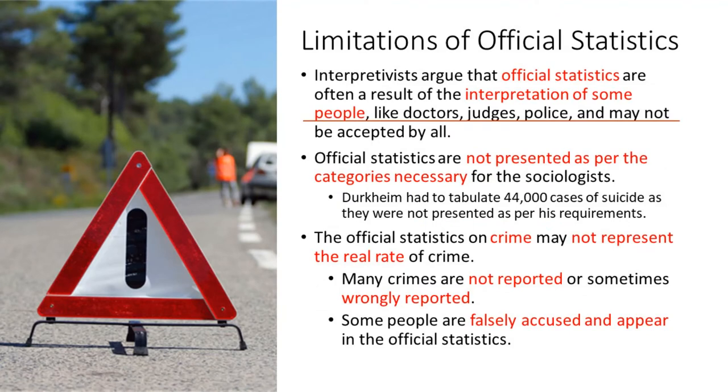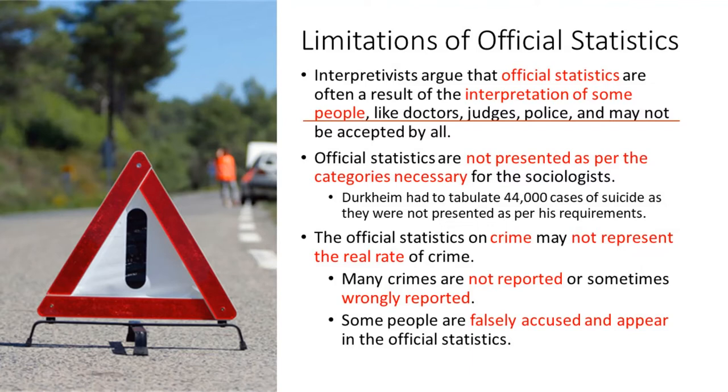Let us now look at some of the limitations of official statistics. Official statistics are often criticized by interpretivists. You remember that interpretivists are those who prefer more qualitative data, and therefore it is obvious that they might not agree with the way in which official statistics are gathered or used. For instance, interpretive sociologists argue that official statistics are often a result of the interpretation of some people, like doctors, judges, police, and therefore they may not be acceptable to all.